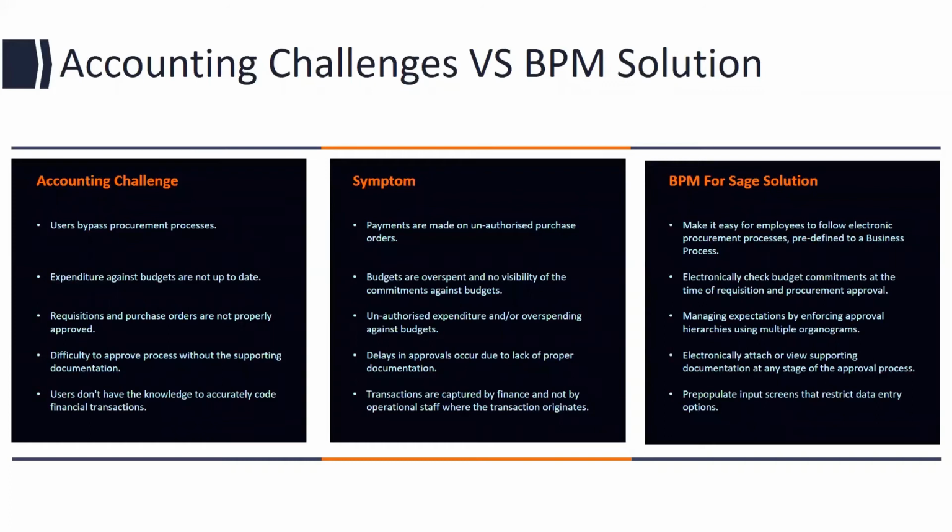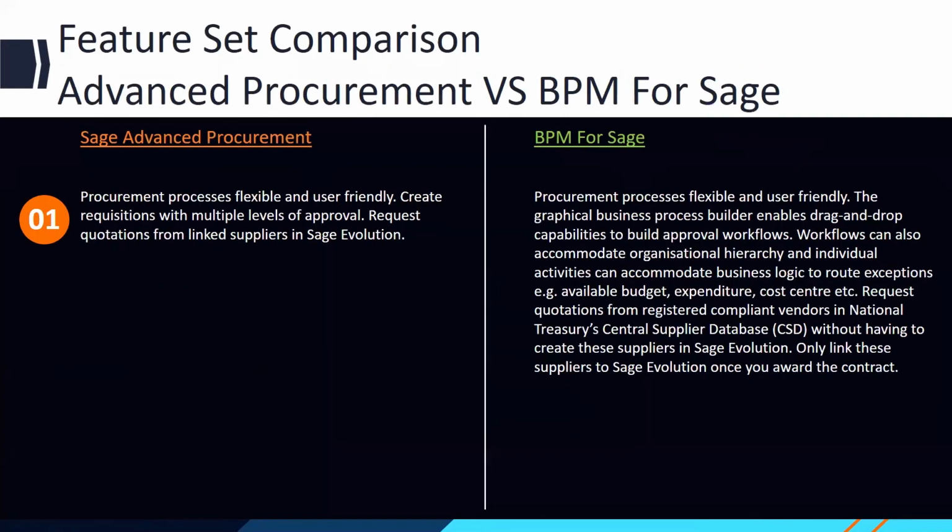Then for this session, we did a bit of a delve into the feature set comparison between BPM for Sage and Advanced Procurement. So when we look at Sage Advanced Procurement, one of the features is that the procurement processes are flexible and user-friendly. You could create requisitions with multiple levels of approval and request quotations from linked suppliers in Sage Evolution. In BPM for Sage, the procurement process is also flexible and user-friendly.